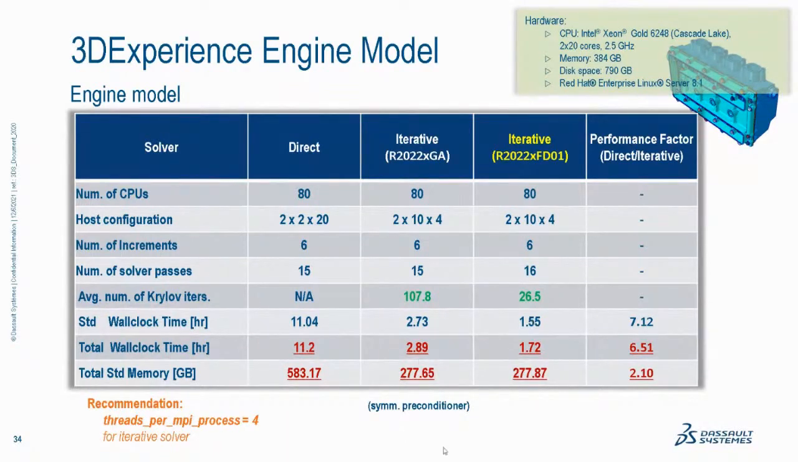And the last point I wanted to make here is our recommendation for the iterative solver: threads per process equals 4. We found that to be the best for the most part, and this could mean potentially leaving some cores unused on a single compute node, for example, if the number of cores is not divisible evenly by 4.